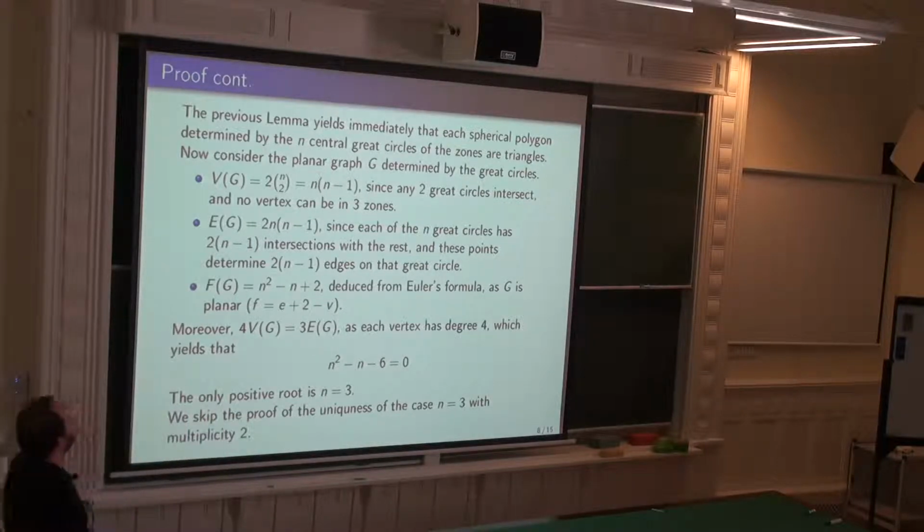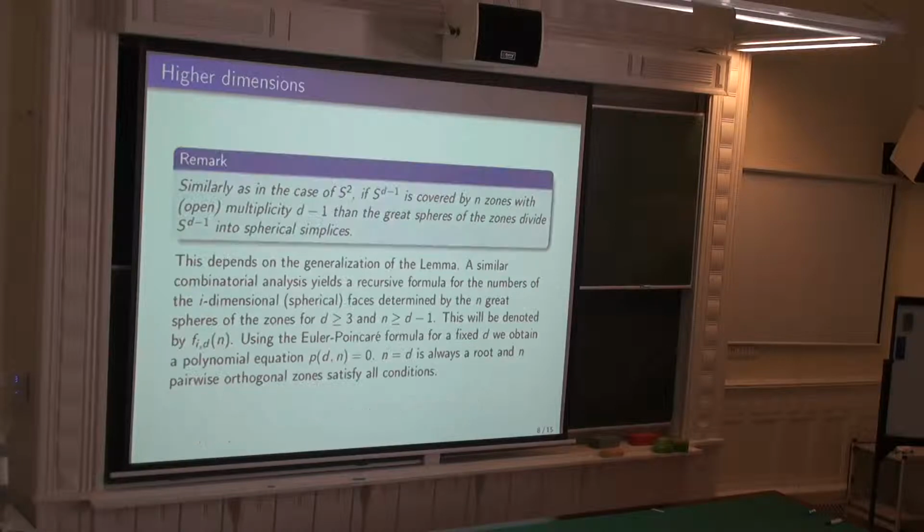And we consider the graph G determined by the great circles, and there is a quite simple combinatorial analysis of what we get for n, using the fact that 4 times the vertices equals 3 times the edges. And we get that n squared minus n minus 6 needs to be equal to 0 for this configuration to work. And the largest real root of this polynomial equation is 3. So there cannot be more than 3 such zones with this property. For the uniqueness, we will skip the proof now.